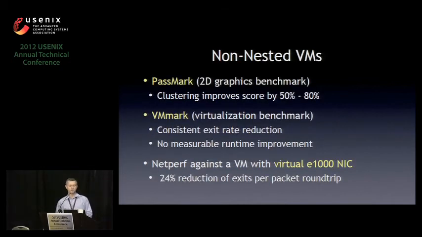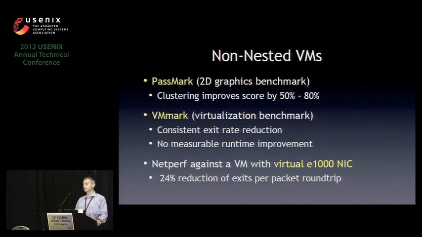Here's a few experiments for non-nested VMs. Passmark, the graphics benchmark. When running with clustering of exits compared to non-clustering, the benchmark score improved by between 50 and 80%, depending on the CPU. VMmark virtualization benchmark. Here we only looked at the workload aspect of the benchmark, not at the live migration or consolidation aspects of the benchmark.